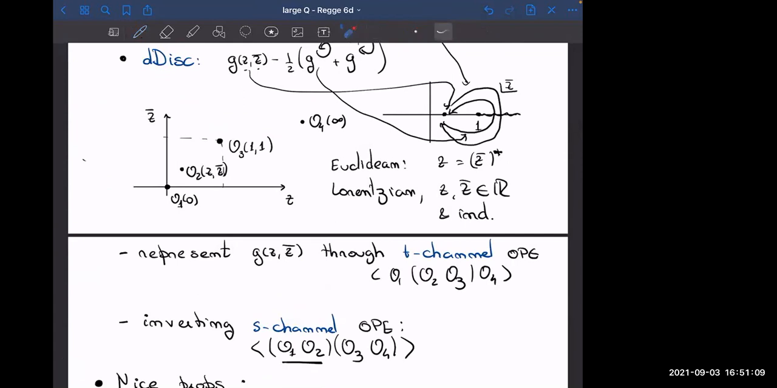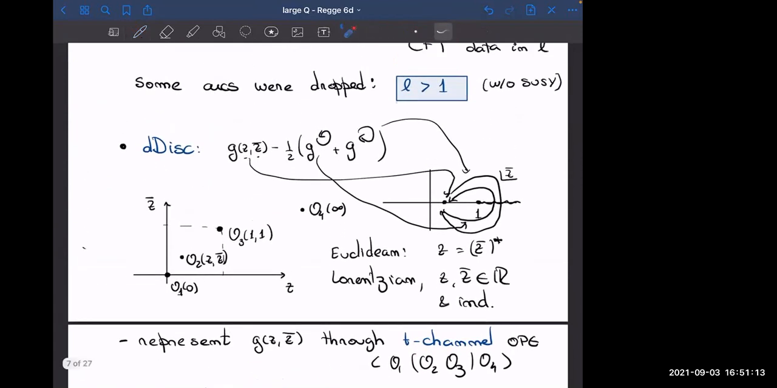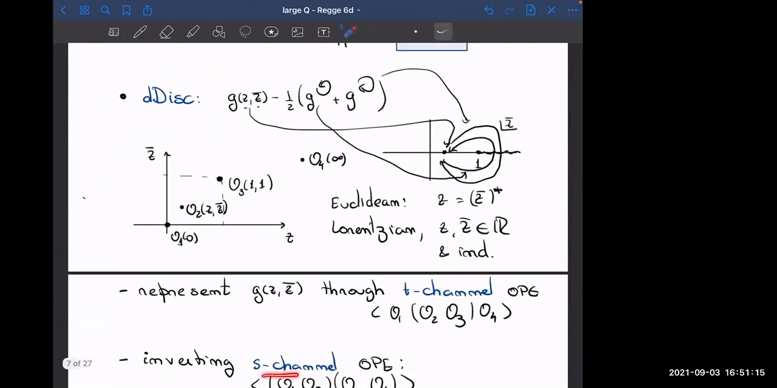The fact that you're required now to go to the T channel has to do with the fact that the double discontinuity of a single S channel block actually vanishes. So you'd actually need to resum. The two procedures don't commute. The double discontinuity does not commute with the S channel, but it does commute with the T channel.